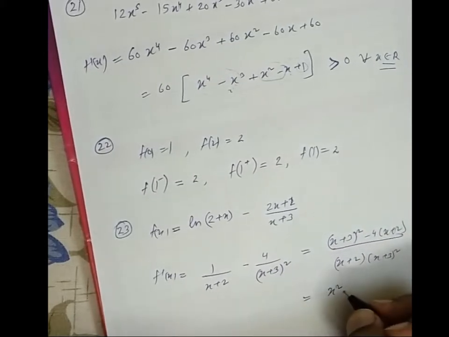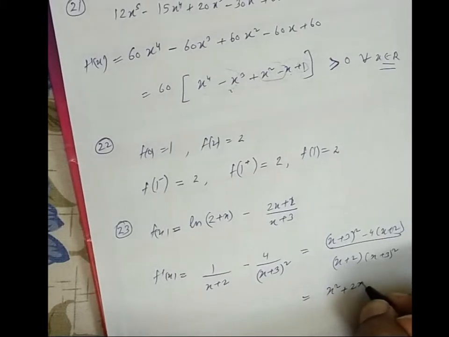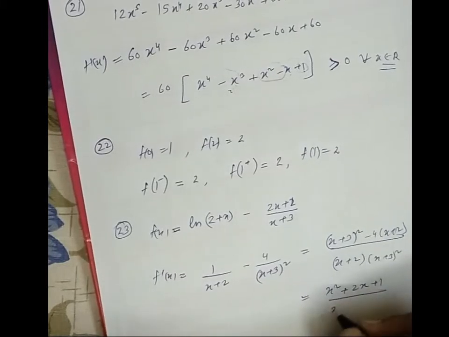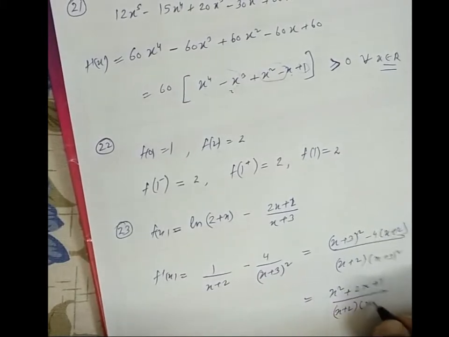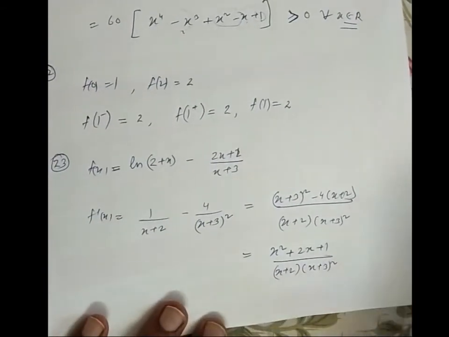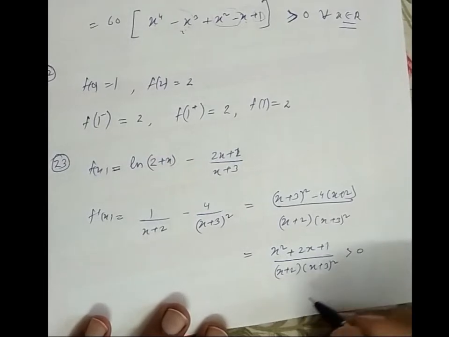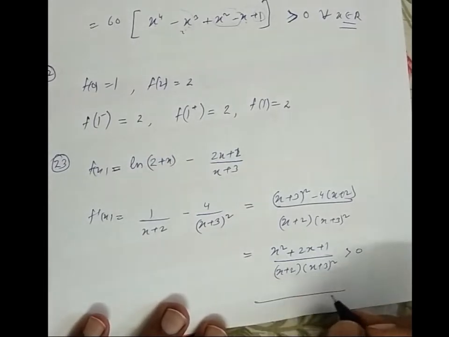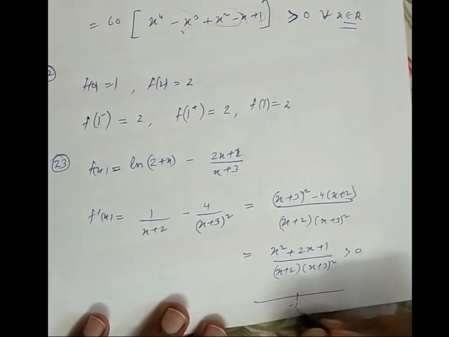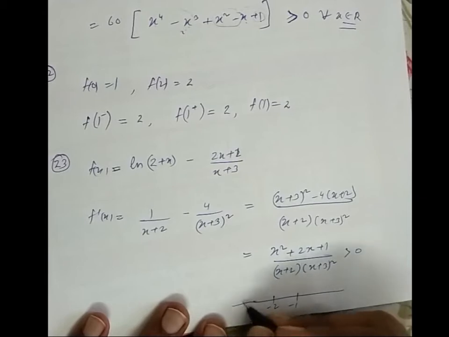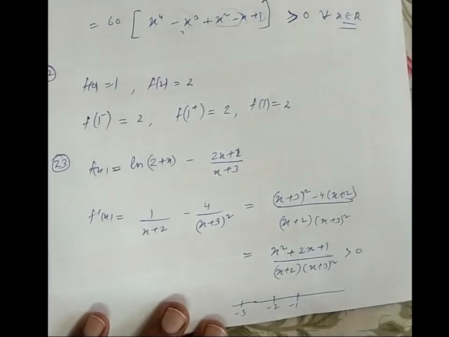x square plus 2x plus 1 upon ... and this would be greater than 0. We can calculate by drawing a wavy curve where minus 1, minus 2 and minus 3 are your critical points.